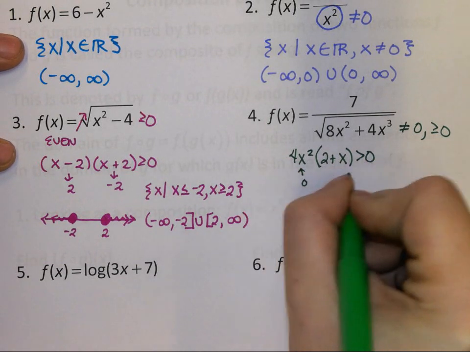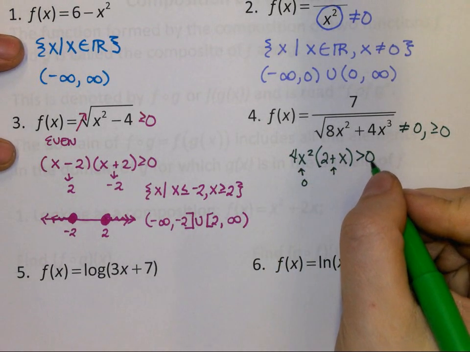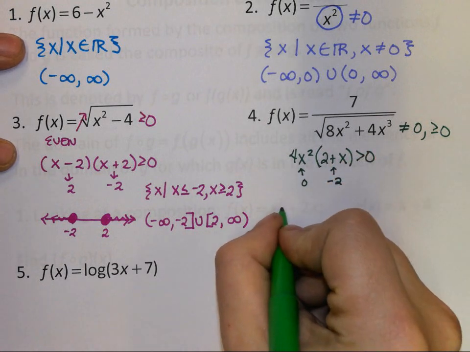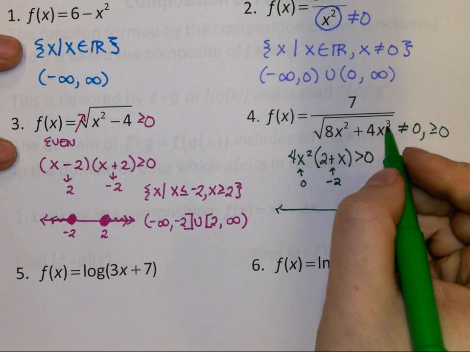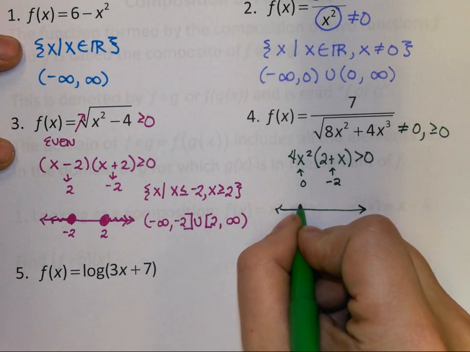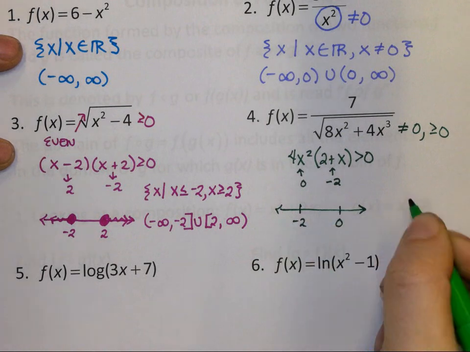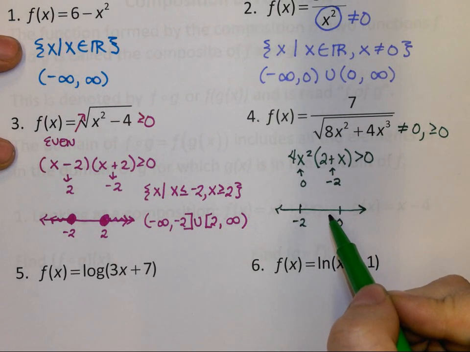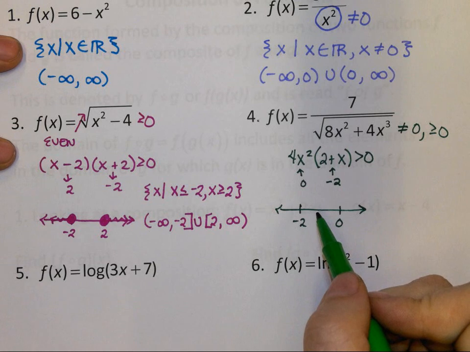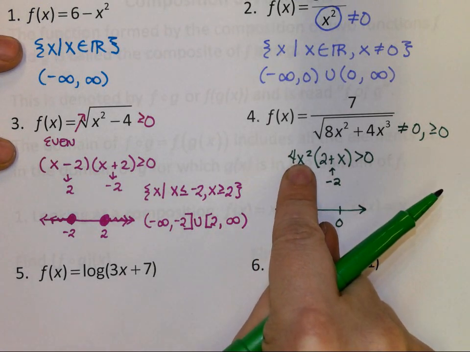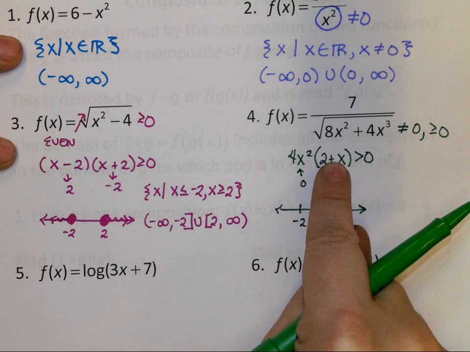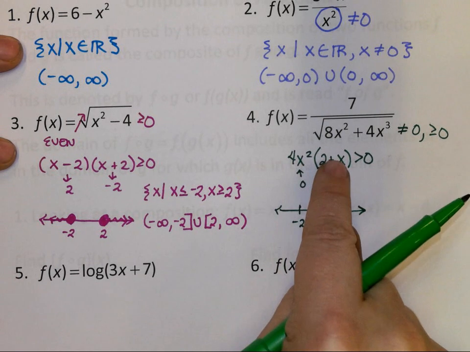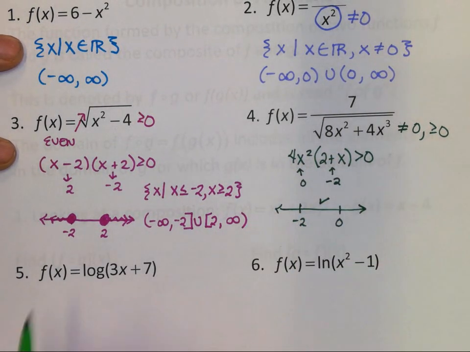So from here I get a 0. From here I get a negative 2. Be really careful with these guys, especially since that's a cube. It's going to have a different appearance than a quadratic. So I have negative 2 is the smaller number, 0 is the bigger. If I try plugging in values, let's say I were to plug in a negative 1. What is negative 1 squared? Positive 1. So this whole thing will be positive. What's 2 plus negative 1? 1. Positive times a positive is a positive. That works.